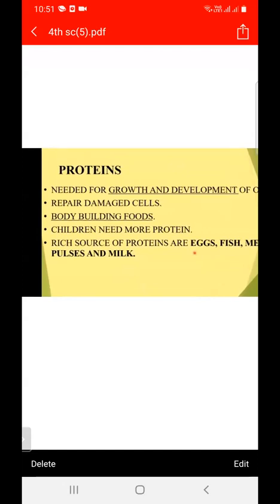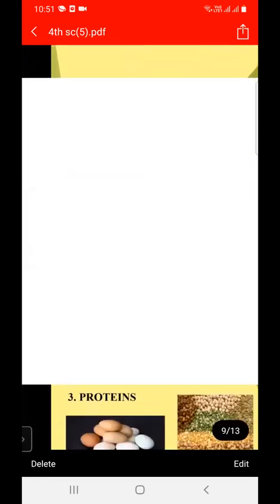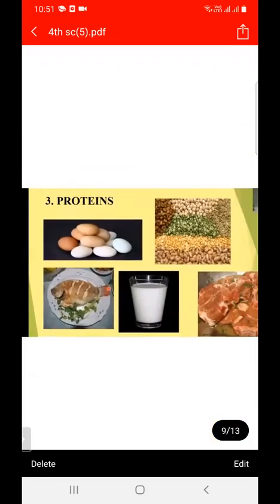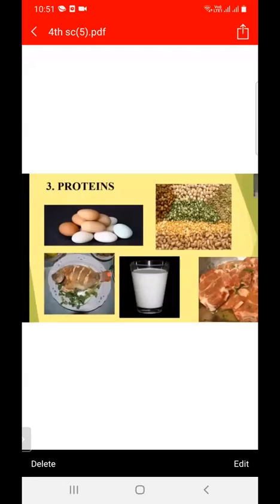And from which items can we obtain protein? Egg, fish, pulses, meat, and milk. So these are the sources of protein.